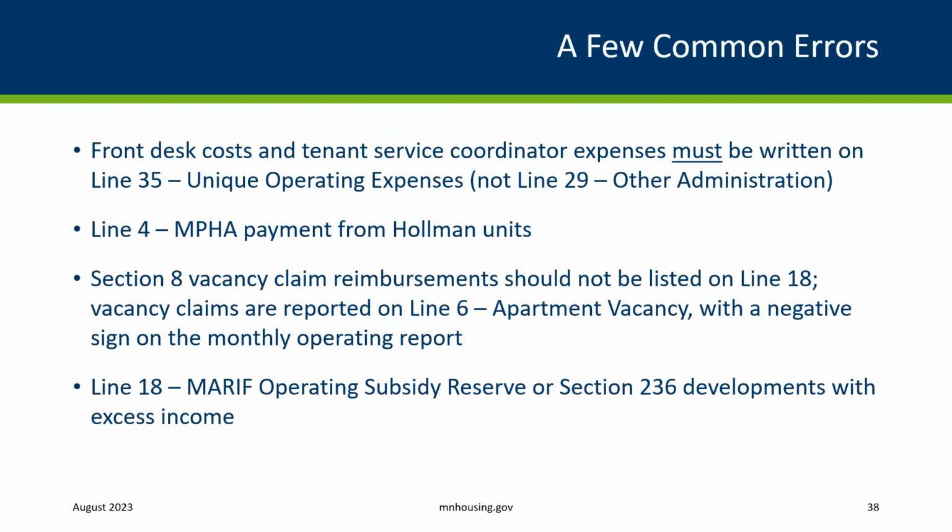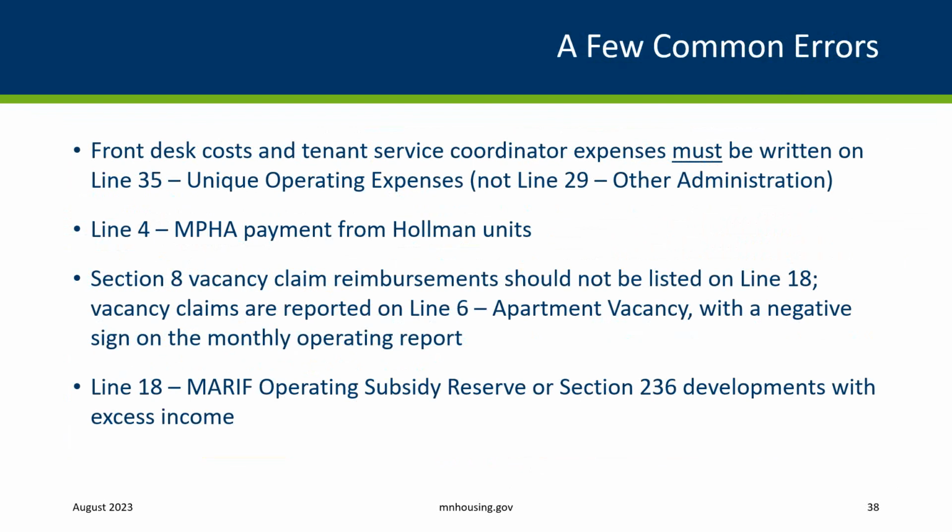If the property has either Holman units or Merriff units, pay special attention to this slide. For Holman units, the monthly amount of rent charged to the resident as well as the subsidy from the PHA needs to be reported on line 4, miscellaneous rent potential, and the MPHA payment received for the Holman units needs to be reported on line 18, other income.